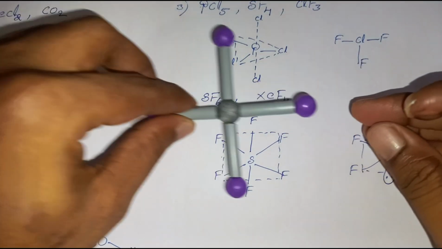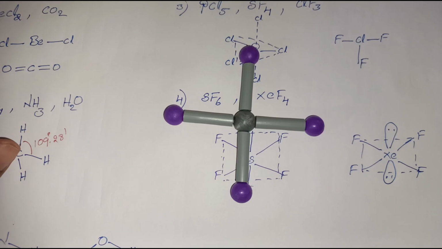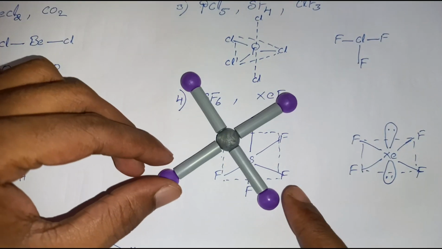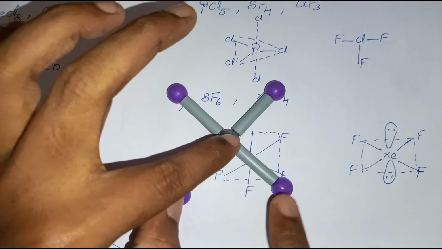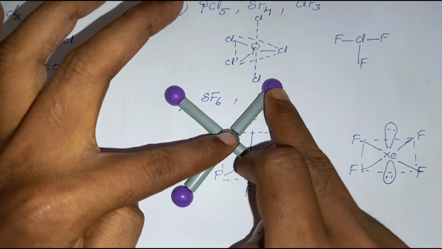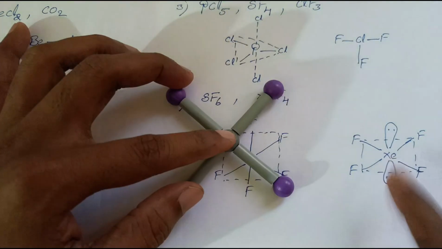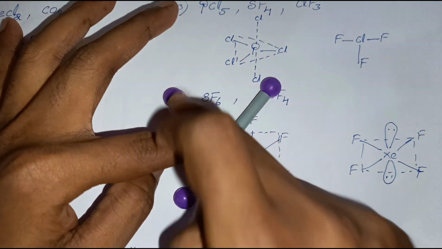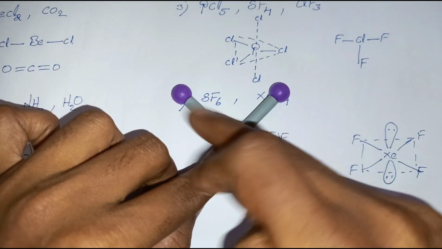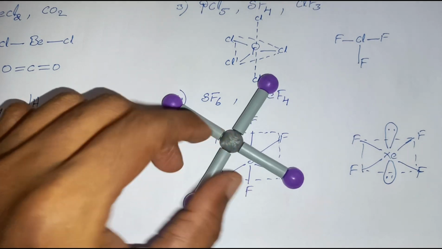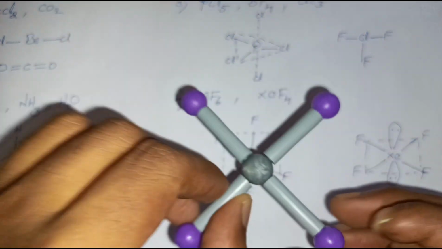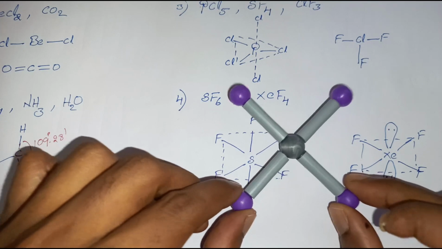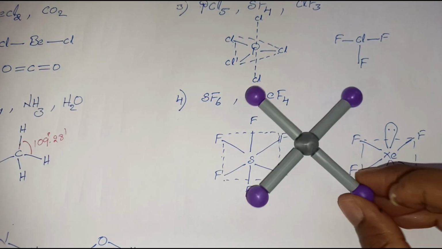Next molecule, square planar. Square planar means four bonds. Here the central atom is xenon, with fluorine, fluorine, fluorine, fluorine. One lone pair exists above the plane, and another lone pair exists below the plane. All the atoms exist in the same plane. It is called a square planar arrangement.